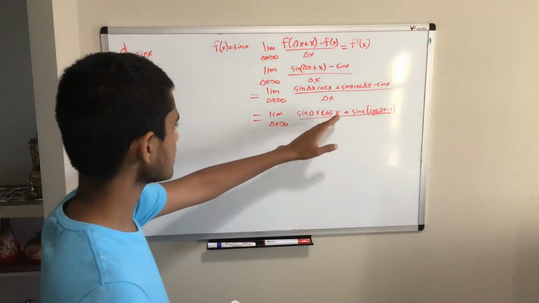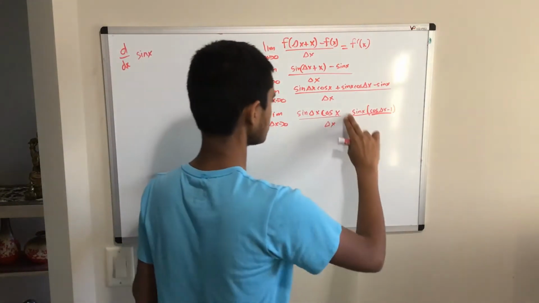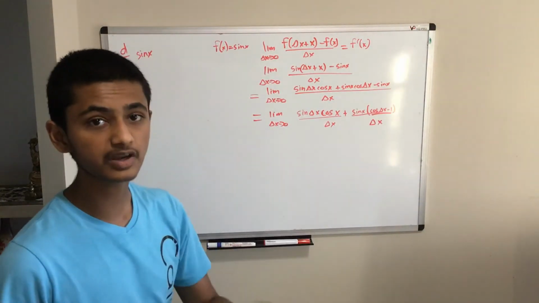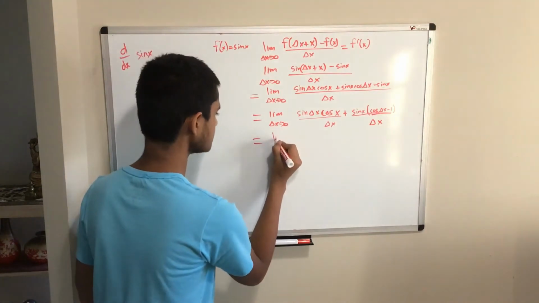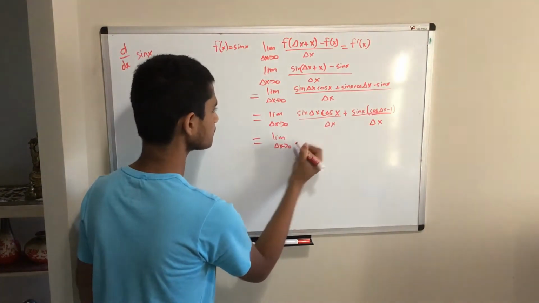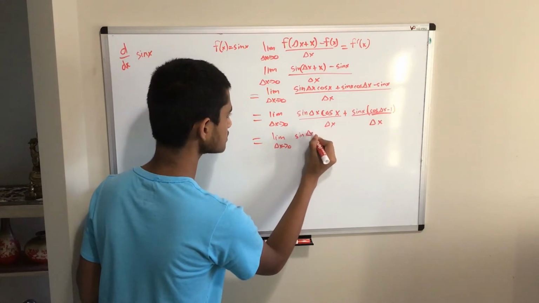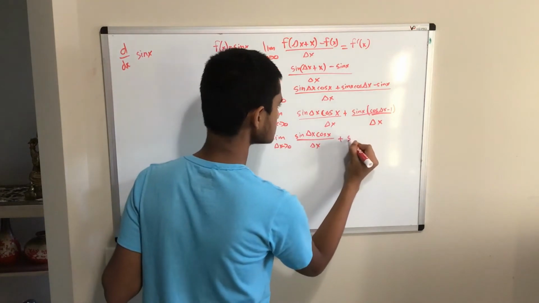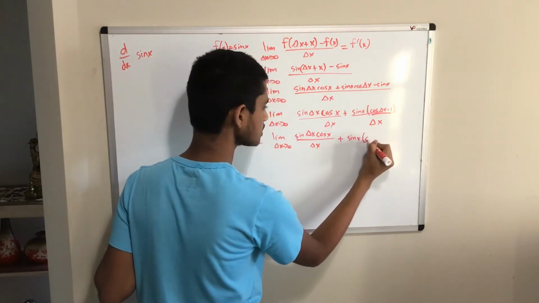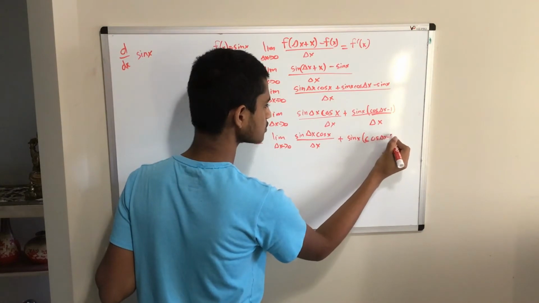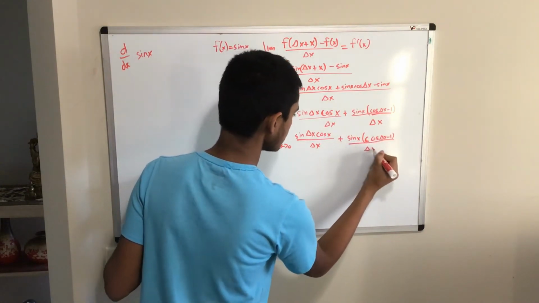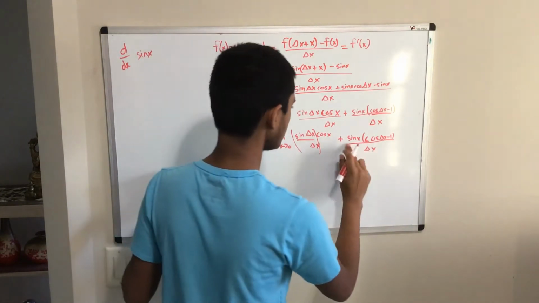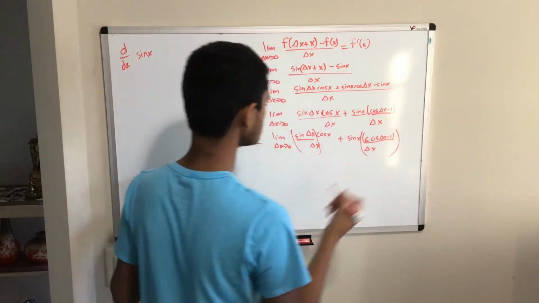So what I'm going to do now is actually break apart these fractions over here. So instead of having one continuous fraction, I'm going to break it apart into two different fractions. And that means I can split up the limits. So I can rewrite this as the limit as delta x approaches 0 of sine of delta x cosine of x divided by delta x plus sine of x times cosine of delta x minus 1 divided by delta x. And I'm going to put this in parentheses over here, and same thing applies over here.